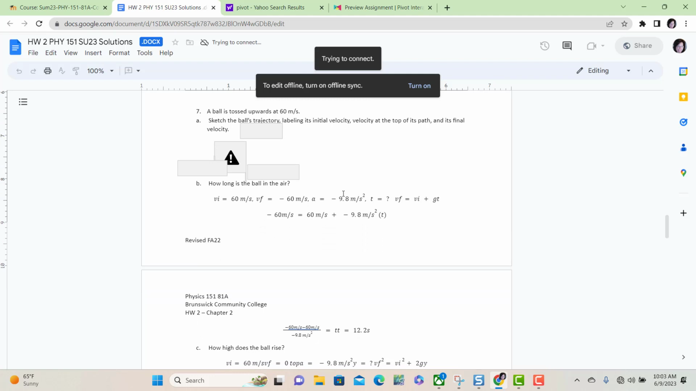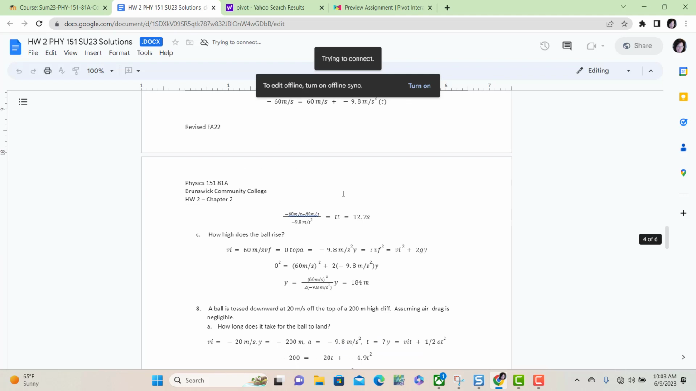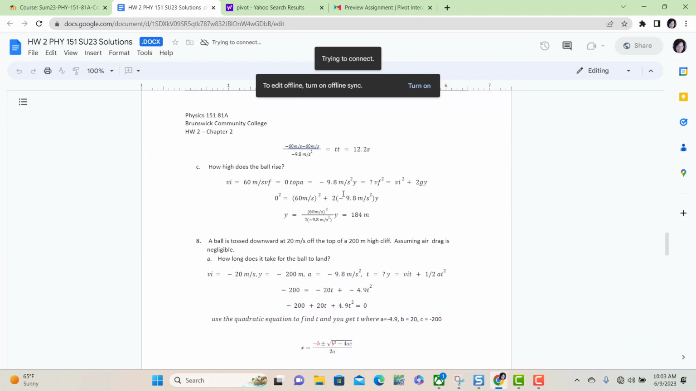In 7, most of you did this fine. The only problem is some of you only evaluated it from positive 60 meters per second to 0 at the top, and you found the time to be 6 seconds. But that's only half the time. And most of you used your equations correctly. So once again, I need to see what you know, what equation you're going to use, and then I need to see the substitutions and the final answer.